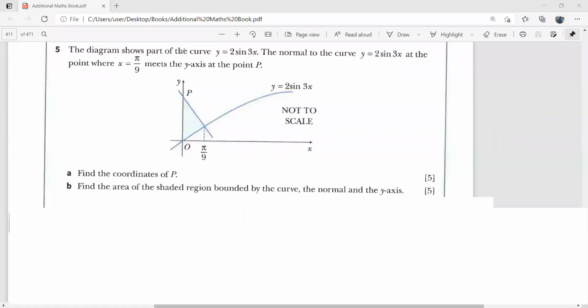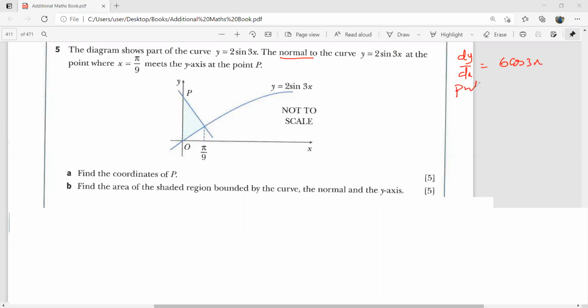It says the diagram shows part of the curve y equal to 2 sine 3x. The normal to the curve at the point where x is pi by 9 meets the y-axis at the point P. Find the coordinates of the point P. Okay, let's differentiate this first of all. So we have dy by dx, that is equal to 6 cos 3x.